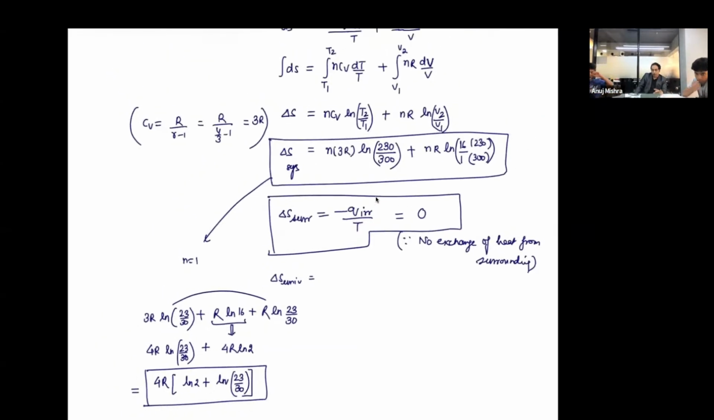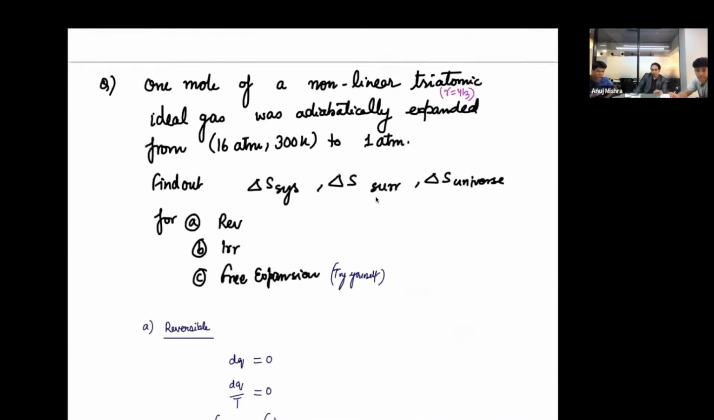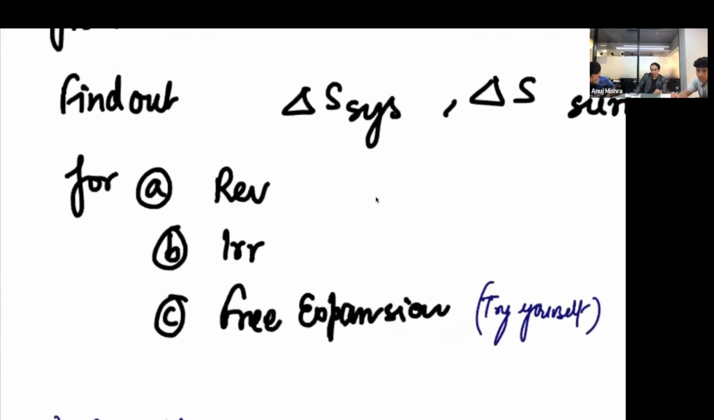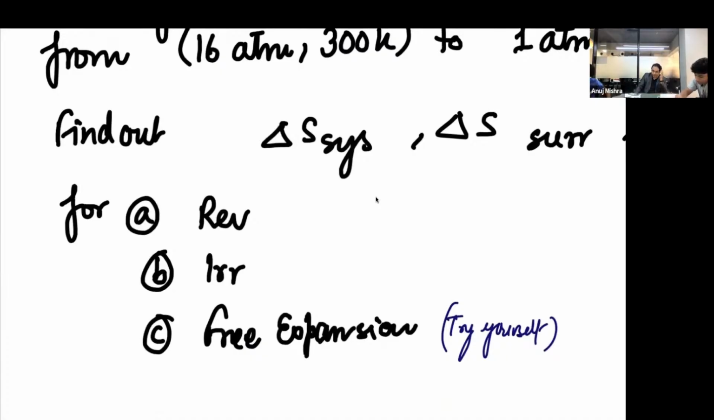Okay, now come to the next part. Third part, free expansion. Free expansion is when you expand against zero external pressure. When you expand gas against zero external pressure, that means P external is 0. So what is the work done value for this? 0.